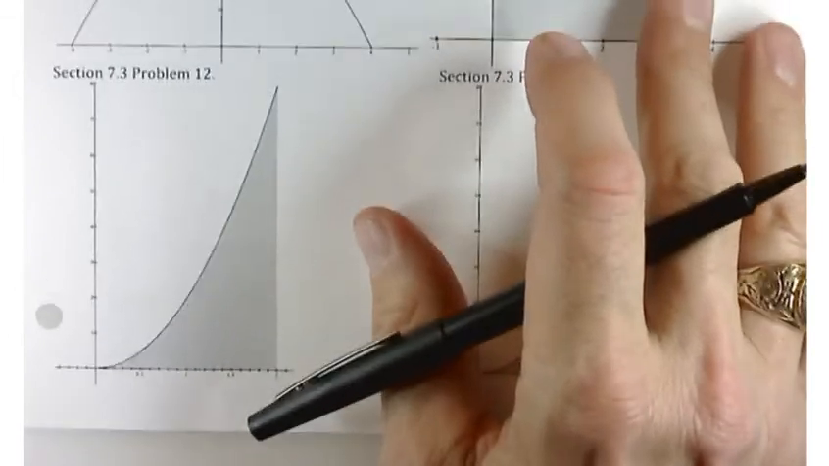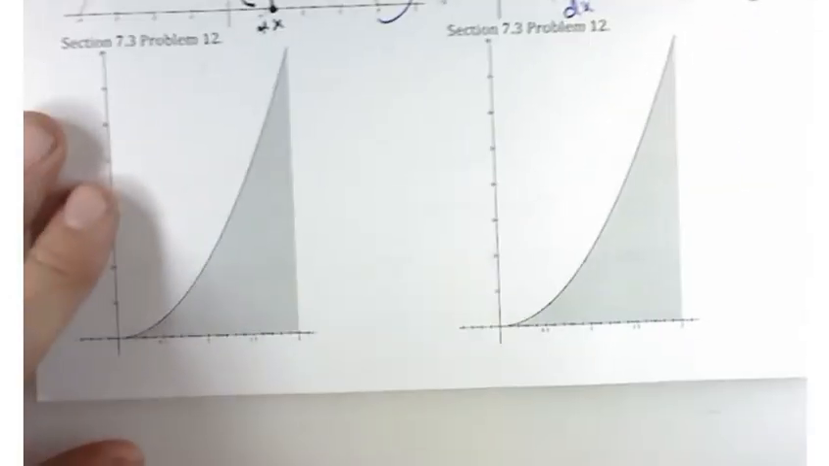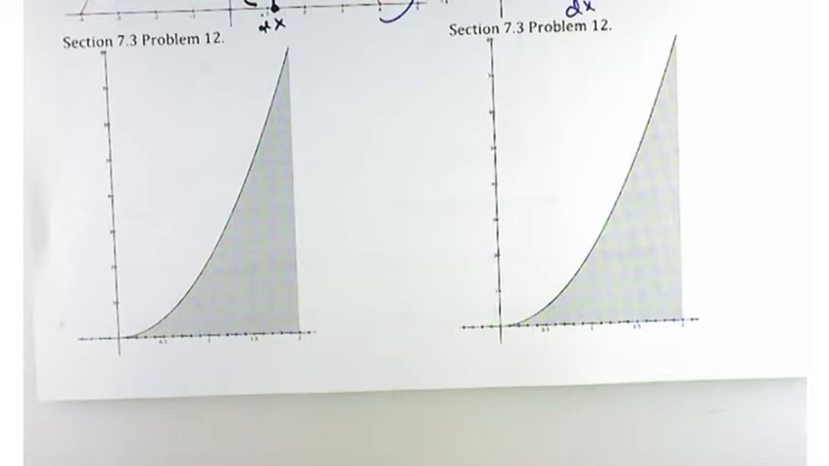Let's do a couple versions of problem number 12. So on the bottom of your handout, you should have a couple graphs for problem number 12. And let's see. In the first one, they ask you to rotate around the y-axis. Like this.